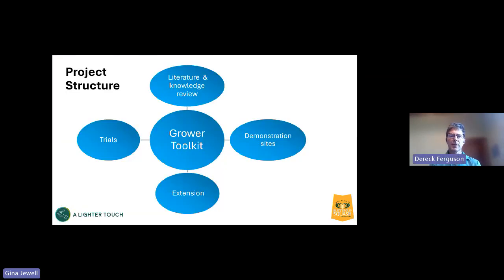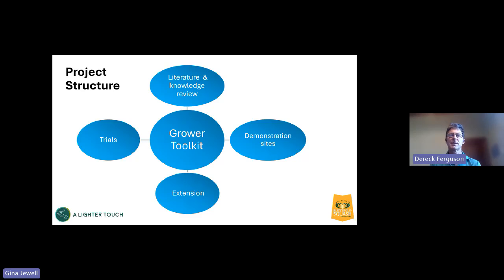So I'd like to talk to you about the project itself and the structure of the project. The central focus is the grower toolkit, and it has these 4 components around the outside which feed into that grower toolkit. So we'll discuss these points one by one. We conducted a plant breeders survey, and we're having dialogue with breeders like Hugh about soilborne disease in squash, and getting them to engage more on this, because it's become evident it's more of a New Zealand issue in Hawke's Bay and Gisborne than it is in some of the overseas markets they breed for.